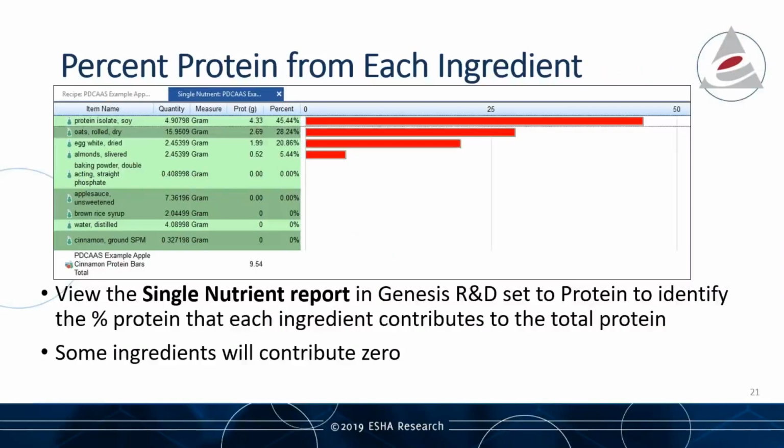For calculating the recipe protein digestibility, we need to determine which ingredients contribute to the total protein and in what percent. In Genesis, view the single nutrient report for your recipe set to protein to determine the percent that each ingredient contributes to the total protein. And again, some ingredients may contribute no protein.